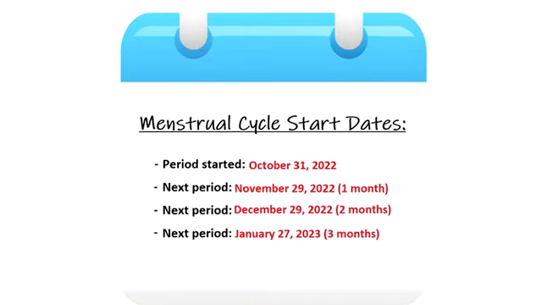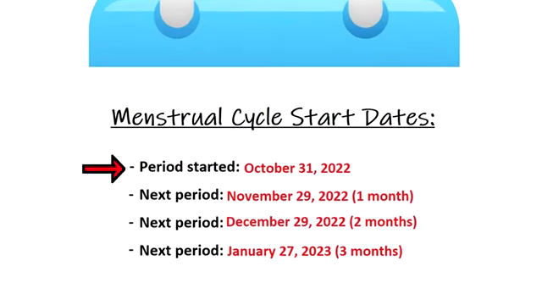The first date we have of when the period started was October 31st, and then the next period started on November 29th. Then the next period after that started on December 29th, and then finally the next period started January 27th, which gives us a total of 3 months.